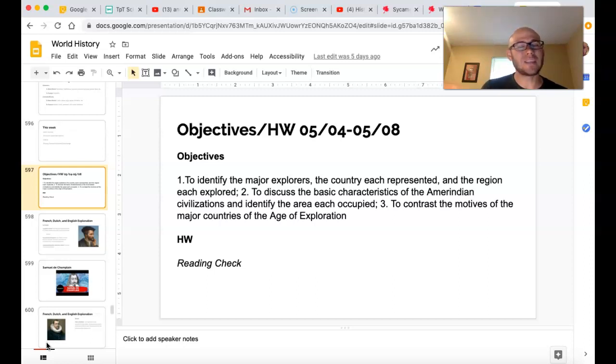But this is the last bit of our chapter, so we're just going to go through this pretty quickly. What we've been doing is identifying the major explorers, the country each represented, and the region that each of them explored. So we'll continue that. We talked about Spain and Portugal, but now we're going to move on to some other countries. We're going to discuss the basic characteristics of the Amerindian civilizations and identify the area each occupied, and then we're going to contrast the motives of the major countries during this age of exploration, which we've been doing already.